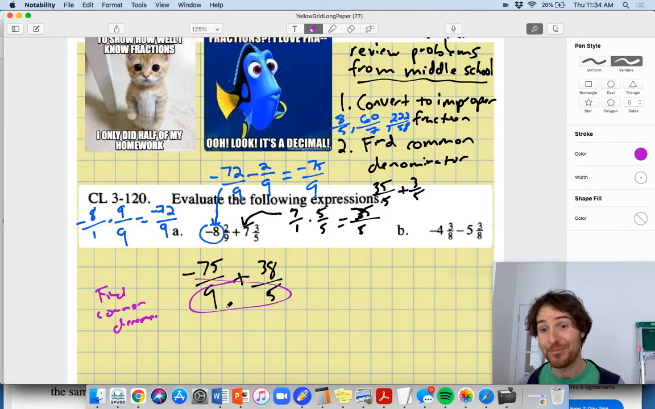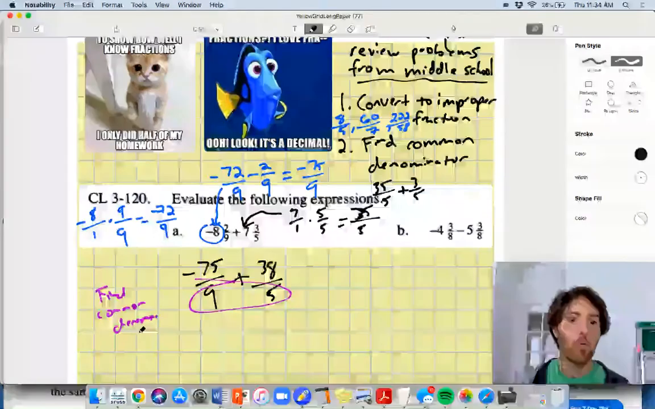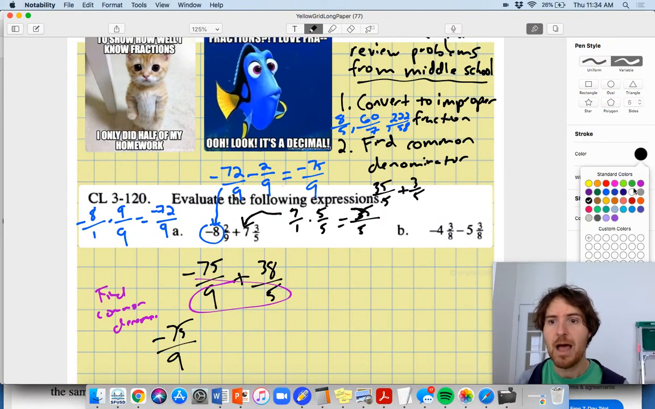Oh, it's actually 45. Okay, it's 45, right? So 9 times 5 is 45. That's going to be our common denominator. There's not a lower number than that both 9 and 5 go into. Okay, so anyways, we need to change it so we have a common denominator of 45. So this is what we're going to do. Negative 75 over 9, I'm going to do my same rule where I'm going to multiply it by 1.